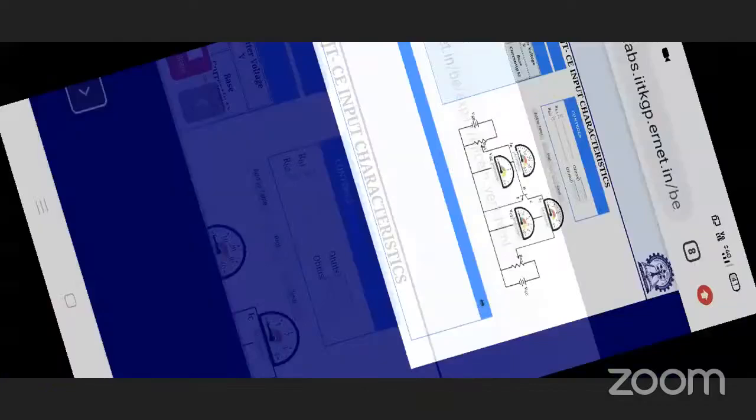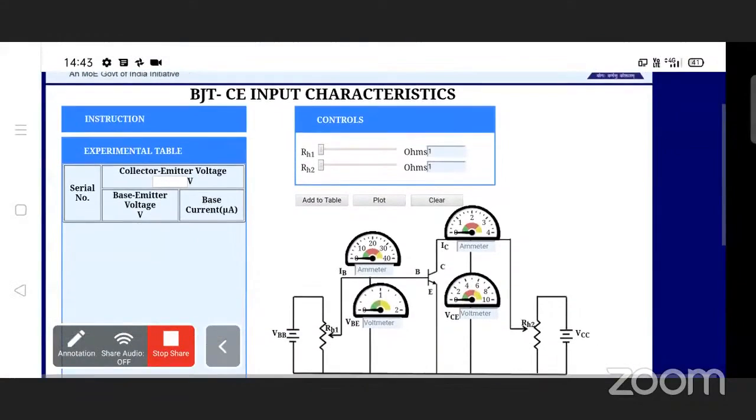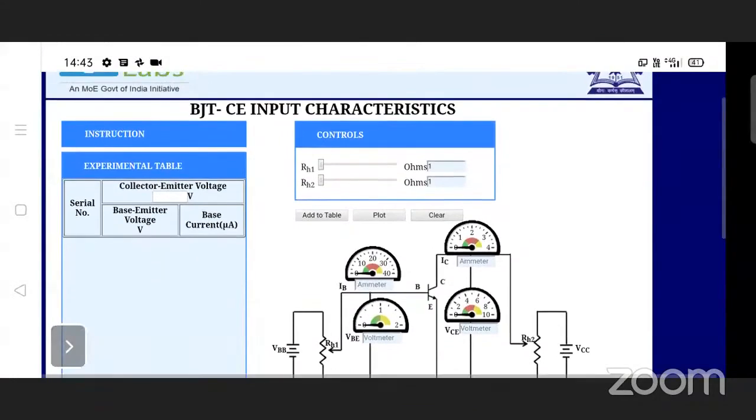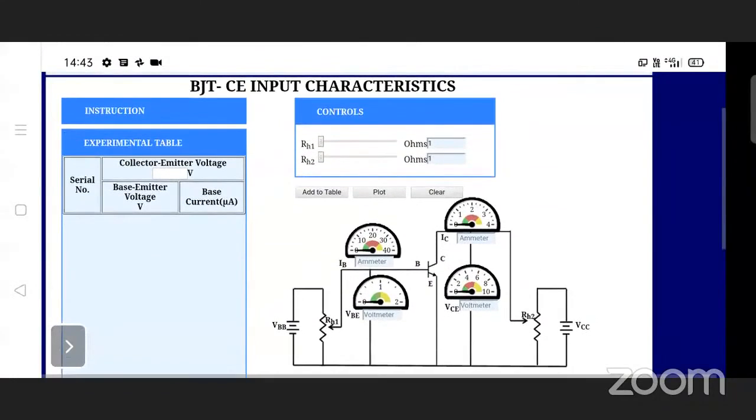So here we can see this is the BJT common emitter input characteristics. Firstly, we have to put RH1 and RH2 at 1 ohm. Then set VCE at 1 volt.